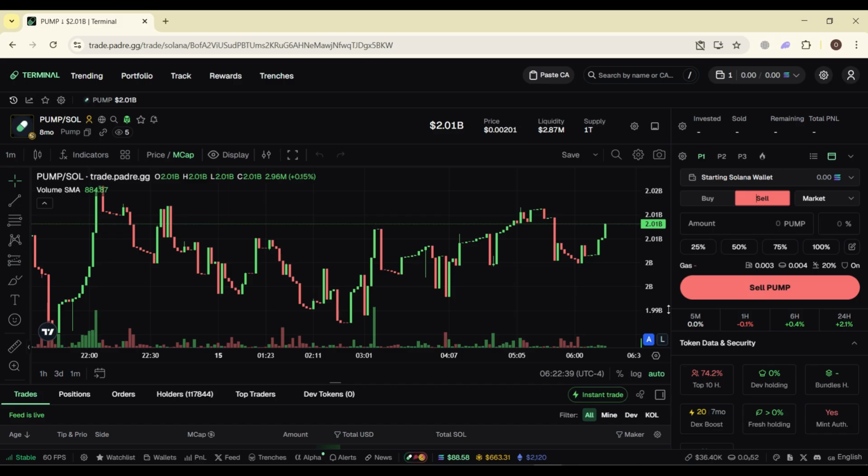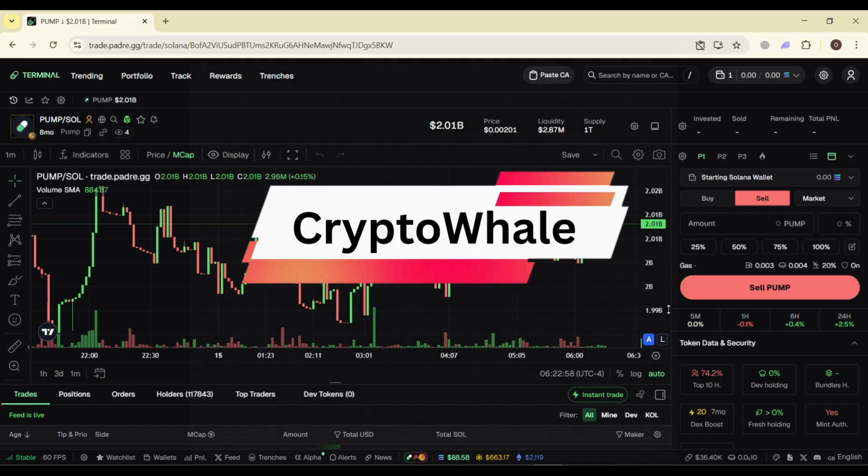What is on-chain data? On-chain data means information that comes directly from the blockchain. This includes things like token transactions, wallet activity, liquidity changes, buy and sell orders. A trading terminal shows this data visually so you can understand what's happening in real time.